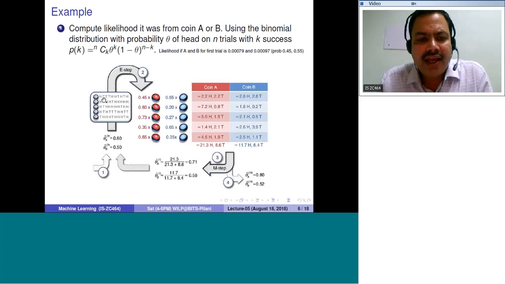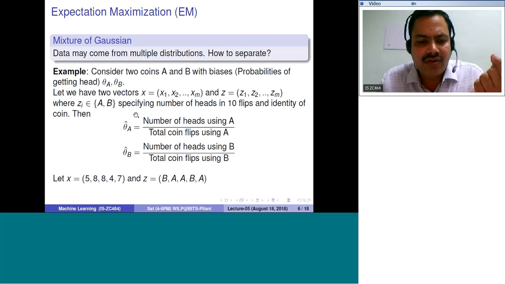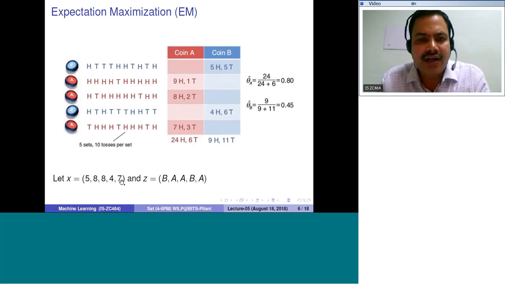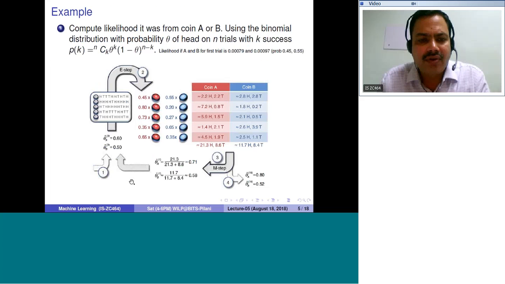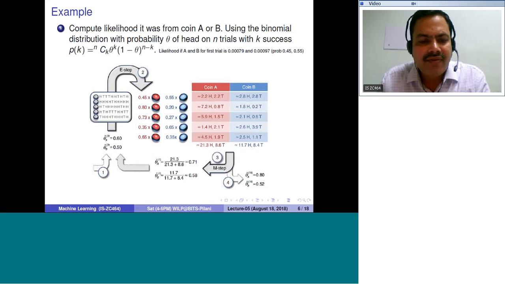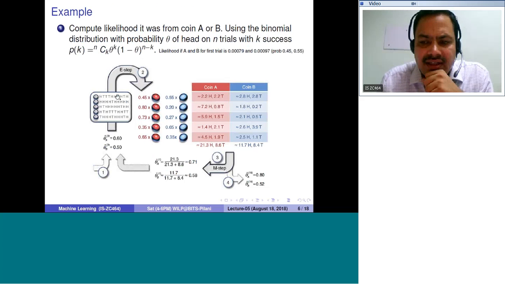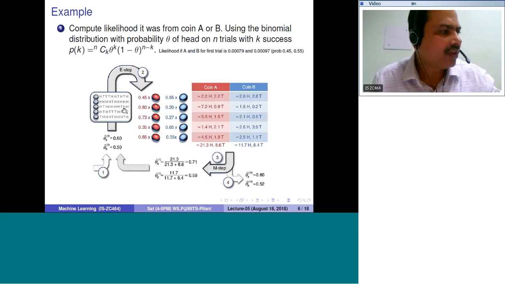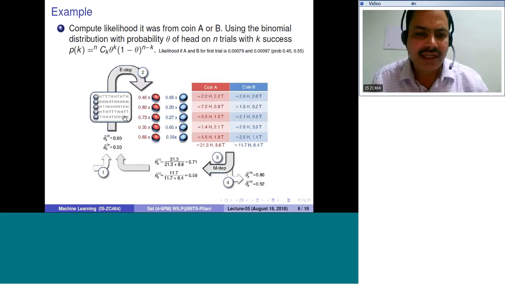In our question we have some outputs: head, tail, 5. In the first one you got 5 heads. In the other scenarios we have 5, 8, 8, 4, 7 heads. So 5 heads, 8 heads, 8 heads, 4 heads, and 7 heads. You can count this many heads, but you don't know which particular coin it was.